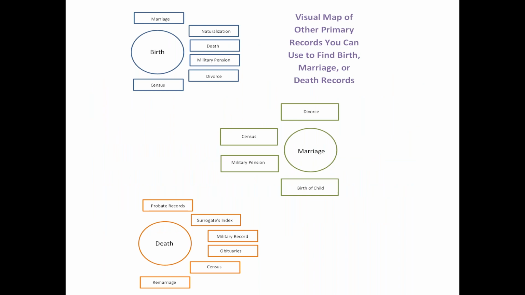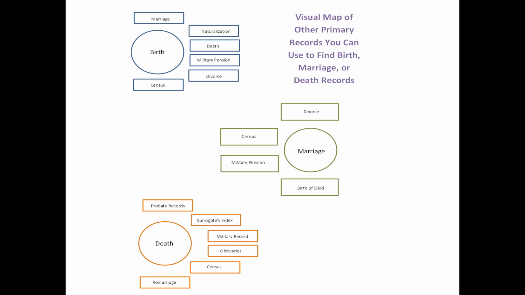So what I did here is I tried to create a little visualization of how you can use other record collections to locate a birth, marriage, or death. And just as a very quick example, if you were trying to find a birth event and you went to an index and you could not locate the child's name or the birth date or any likely possibilities, what you could do is check the federal population censuses to narrow down when a child may have been born.